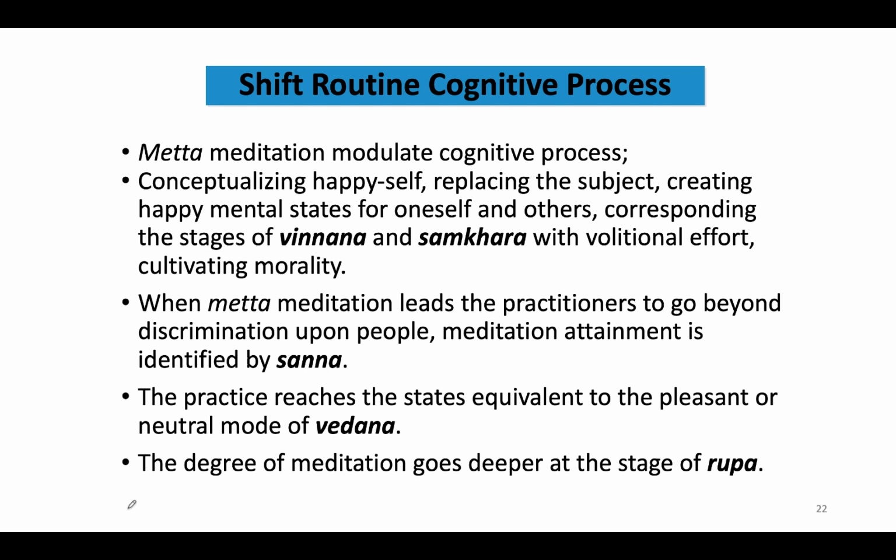When loving kindness meditation leads practitioners to go beyond discrimination among people, meditation attainment is identified by sanya. The practice reaches further to the state equivalent to the pleasant or neutral mode of Vedana. The degree of meditation goes deeper at the stage of Rupa.